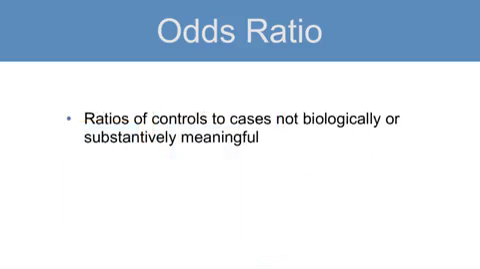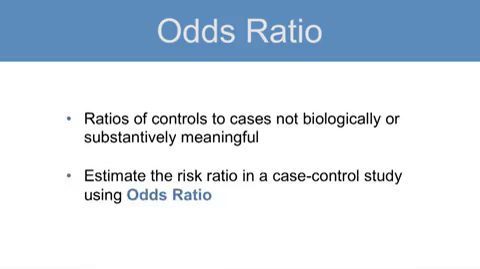So let's review. We can't estimate a risk or rate directly from a case control study because we, the researchers, decide on the number of disease people, the cases, and the non-disease people, or controls, when we design our study. So the ratio of controls to cases is not biologically or substantively meaningful. Instead, we estimate the risk ratio or the rate ratio in a case control study using the odds ratio.